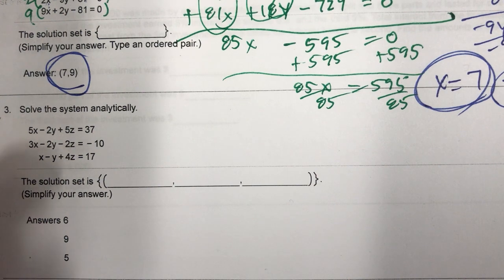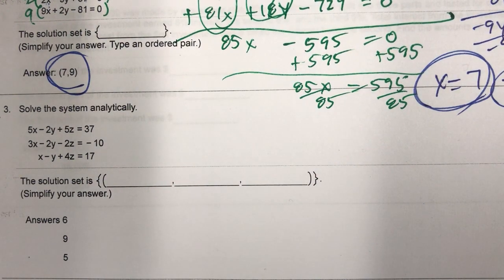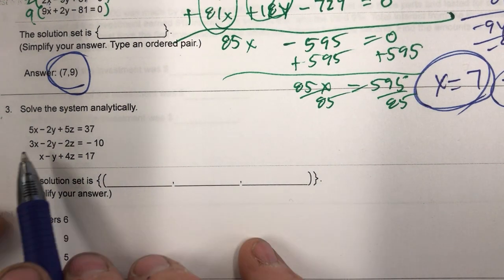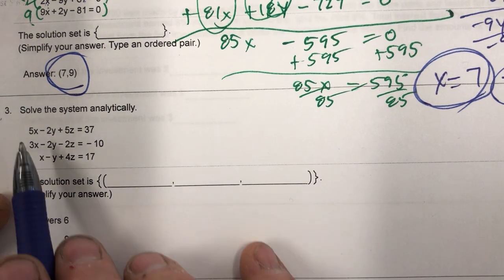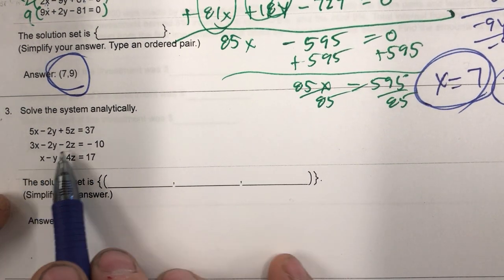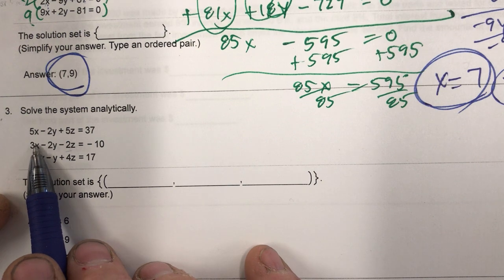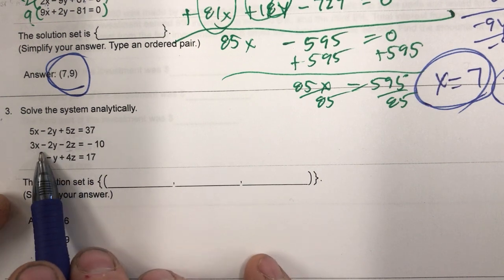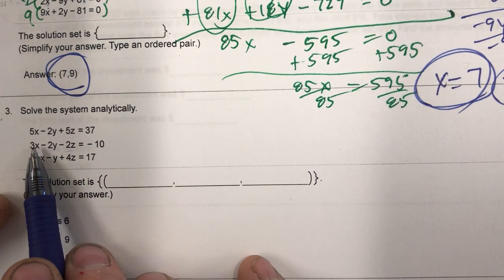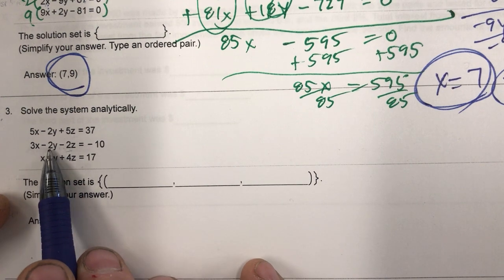Solve this one analytically. First thing you do on these is check whether there's a multiplier. I don't see a multiplier for these. If I do 3 times x, I get 3x. 3 times y would not be negative 2y.